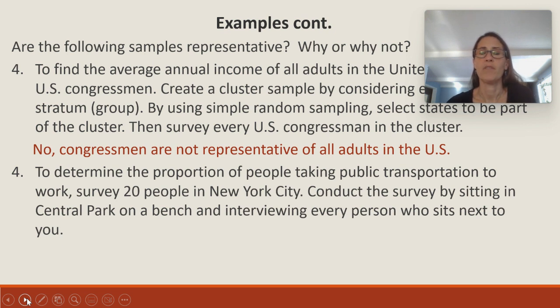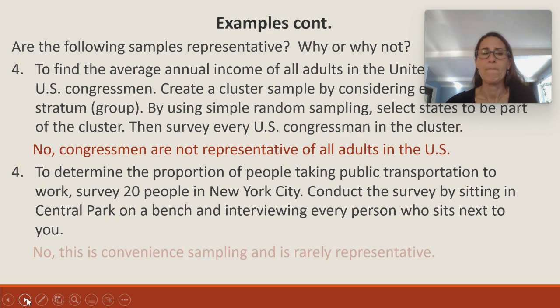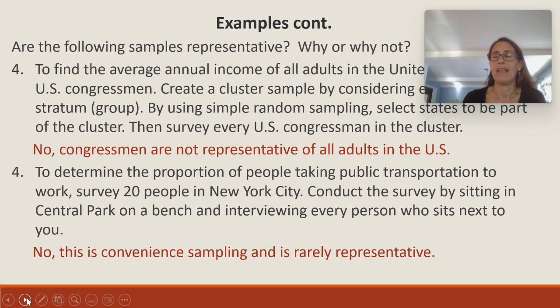To determine the proportion of people taking public transportation to work, survey 20 people in New York City. Conduct the survey by sitting in Central Park on a bench and interviewing every person who sits next to you. Is that representative? No, it's convenience sampling, and that's rarely representative. If you're sitting in Central Park on a bench, are you near a bus stop, near public transportation? Are you far away from it? What time of day? It's only 20 people out of all of the people in New York City. So this is not a representative sampling.